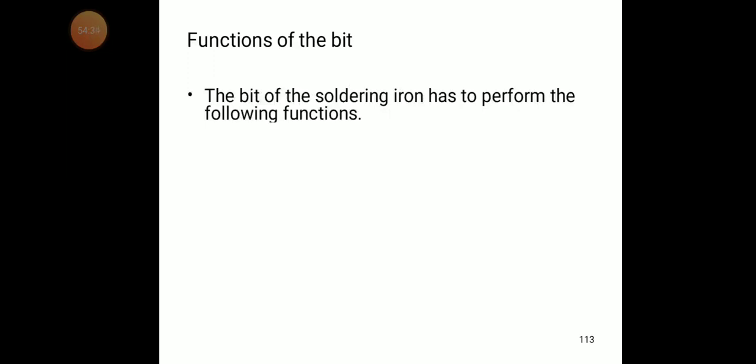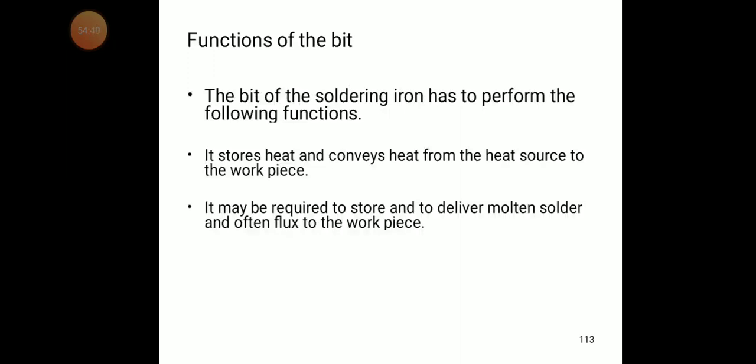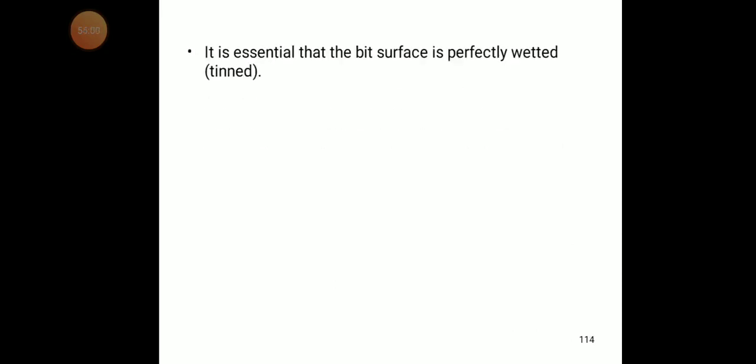What are the functions of the bit? The bit of the soldering iron has to perform the following functions. It stores heat and conveys heat from the heat source to the workpiece. It may be required to store and to deliver molten solder and often flux to the workpiece. It may be used to remove surplus solder from the joint.